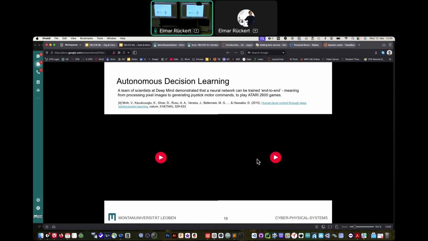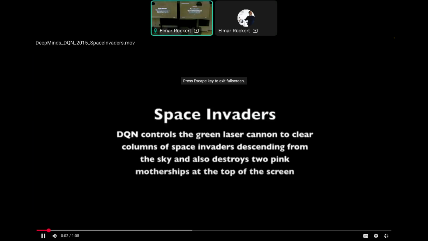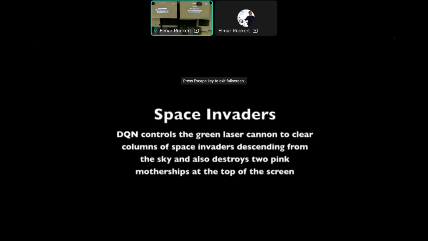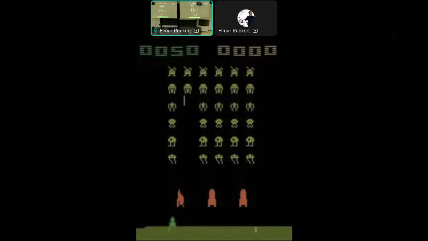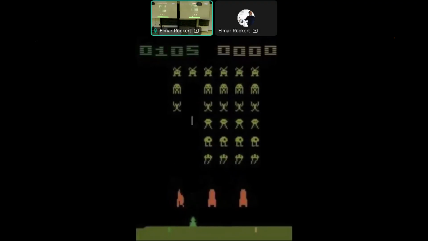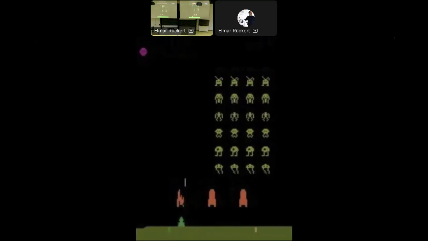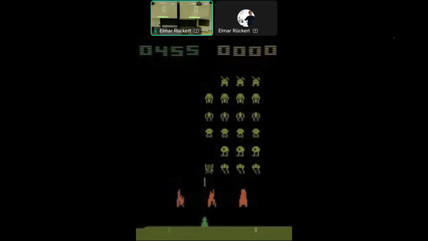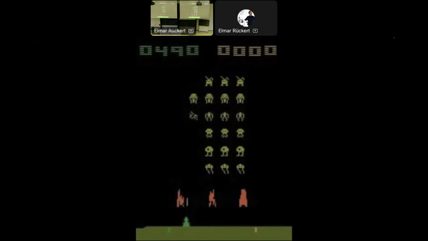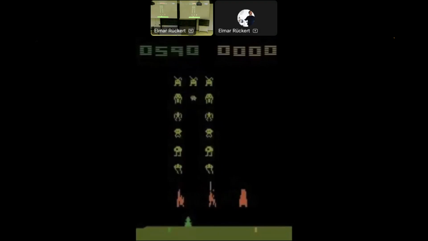I think I have a video. I have two. Here you see how the model learns to play Space Invaders at different time steps. You see at the beginning, it tries to avoid being shot, but it's not so performant, I would say. But during the training, with the progress of the training, it becomes better and better.